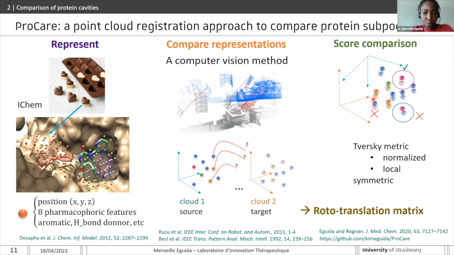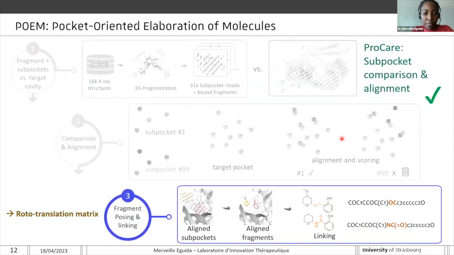And once we have this superposition, we can compute a similarity matrix. What's important here is that we have a score, and in the end, we have a rotation and translation matrix that we can apply to other objects. And that brought us to the next step of POEM, which is we have this rotation and translation for each possible fragment sub-pocket in the database, and we compare that to our target pocket. So we will use this information to also align the original fragments that were in the database and position them directly in our target pocket.